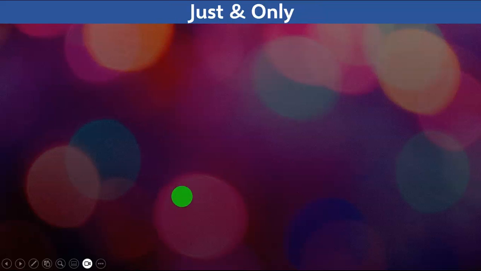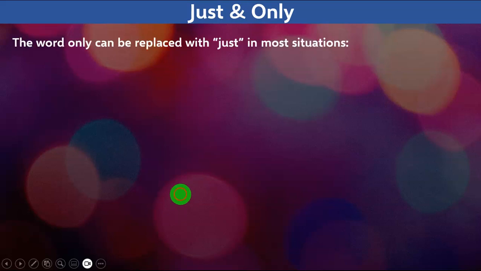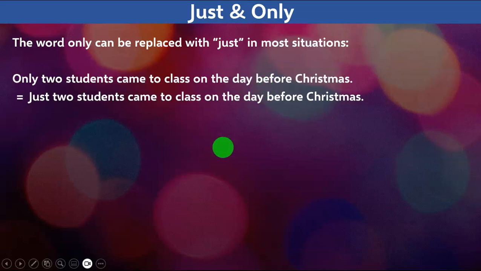Now let us move on to the word only, right? Now the word only can be replaced with just in most situations, right? Now that's something you need to remember. Let's take an example. Only 2 students came to class on the day before Christmas. So you can say just 2 students came to class on the day before Christmas. So what is happening out here? Just is being used in place of only, right?